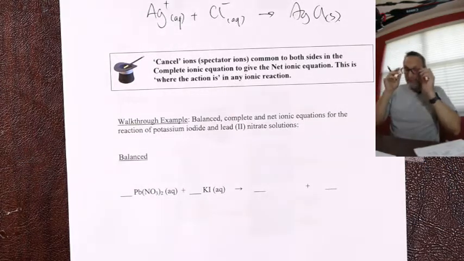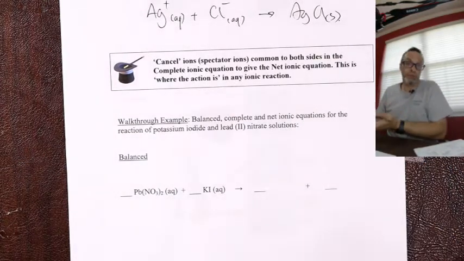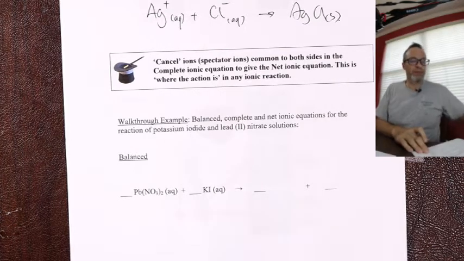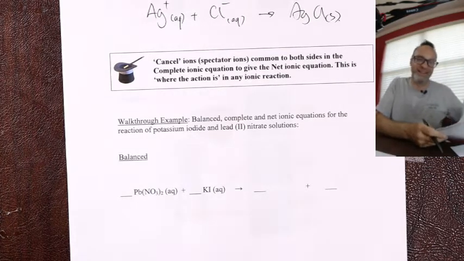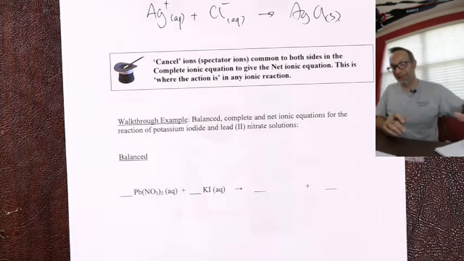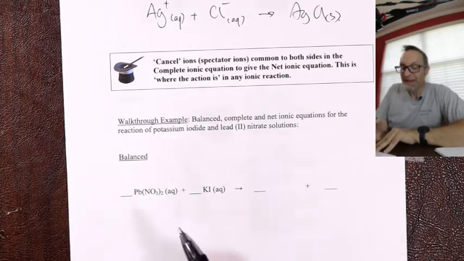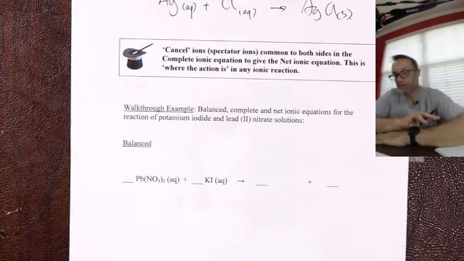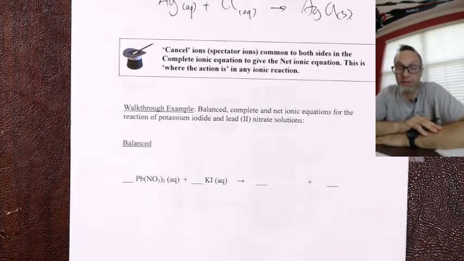Now, that was an easy example because it was 1, 1, 1, 1 with the stoichiometry, right? Here, we have something with non-similar balancing numbers, okay? So what I want you to do, if you feel confident, try it, but I'll go through it nice and slow, okay?